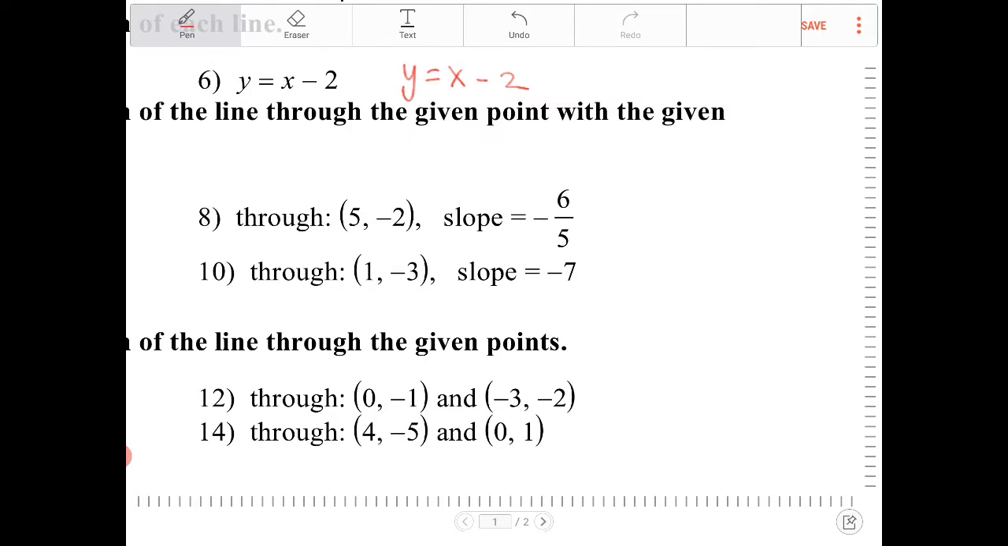All right, moving on. So now I have y minus negative 2 is equal to negative 6/5 times x minus 5. Distribute the negative 6/5 through. I end up with y plus 2 is equal to negative 6/5 x plus 6, because 6/5 times 5 is 6. Subtract 2 from both sides, I end up with y equals negative 6/5 x plus 4.